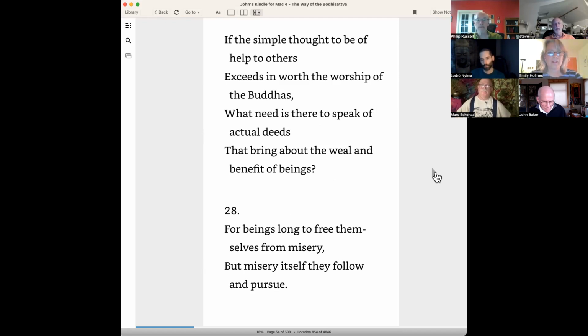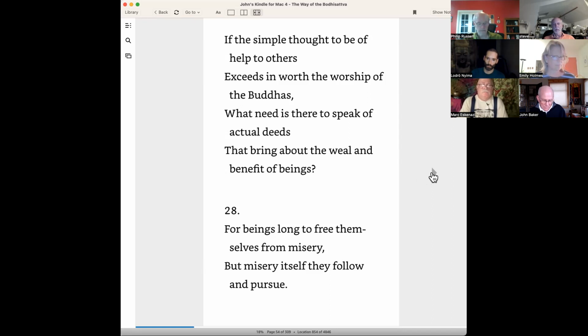If the simple thought to be of help to others exceeds in worth the worship of the Buddhas, what need is there to speak of actual deeds that bring about the weal and benefit of beings? Yeah. So this again is the intent and the actual bodhicitta, intent and action. And the weal and benefit of beings is the twofold enlightenment of enlightenment and compassion.